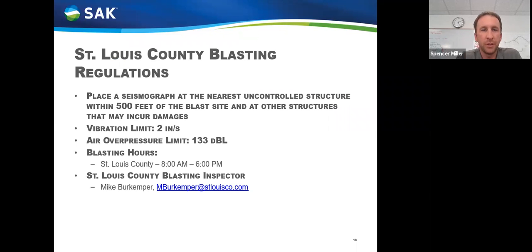St. Louis County blasting regulations, as I said earlier, we place the seismograph at the nearest uncontrolled structure within 500 feet of the blast. Those are the limits there. St. Louis County blasting hours, which is where the site is in, is 8 a.m. to 6 p.m. And the blasting inspector, who my license is also with, is Mike Burkemper. So any issues or any questions can be taken to Mike. I work with him a lot with this stuff. So we're happy to work with you and Mike on this if there's any questions.